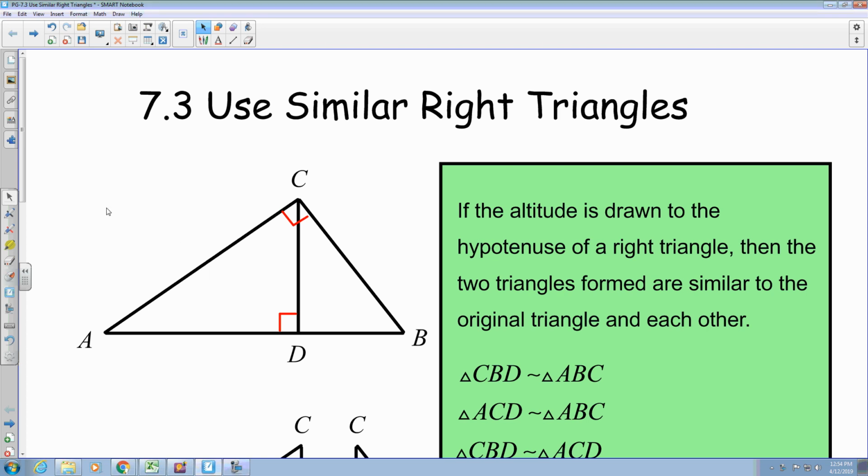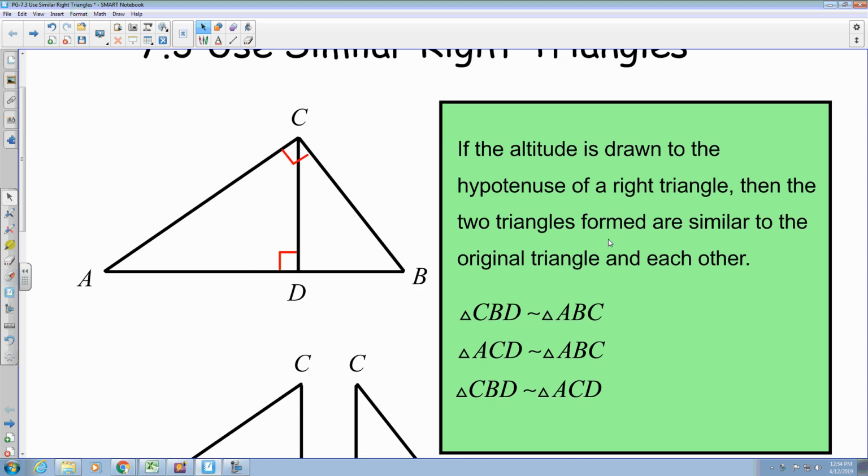All right, we're in section 7.3 where we are going to use similar right triangles. If you look at the box to the right, it says if the altitude is drawn to the hypotenuse of a right triangle, then the two triangles formed are similar to the original and also to each other.